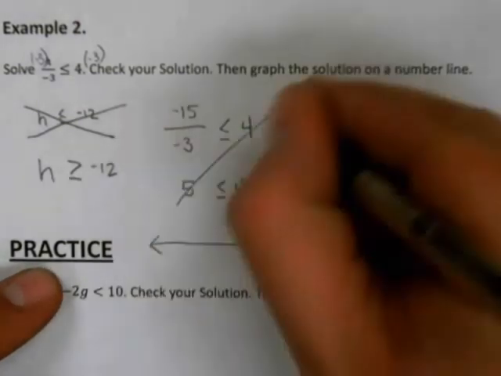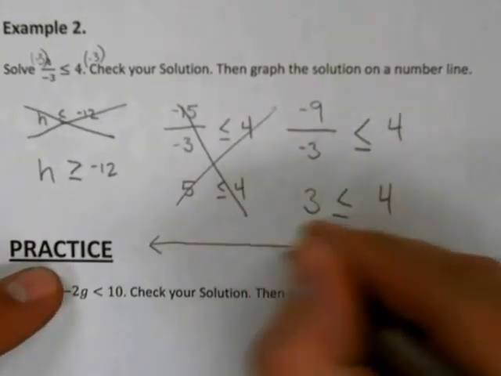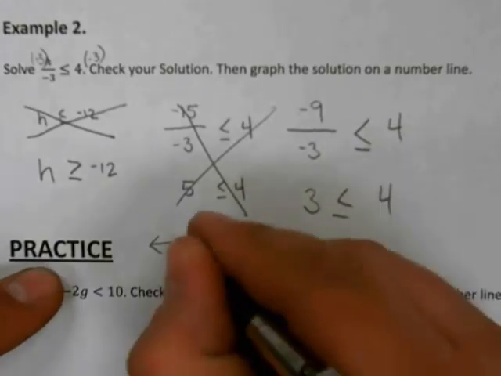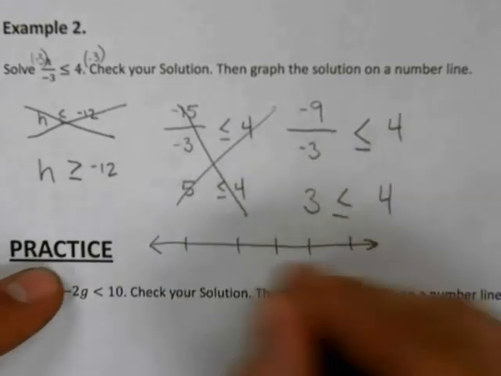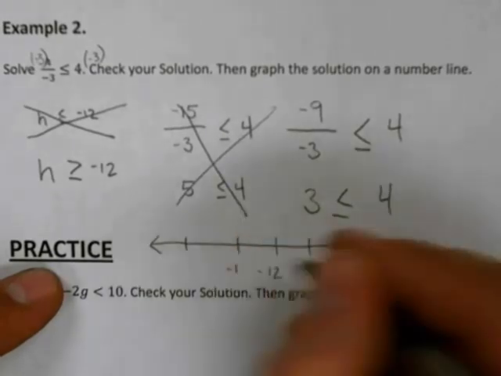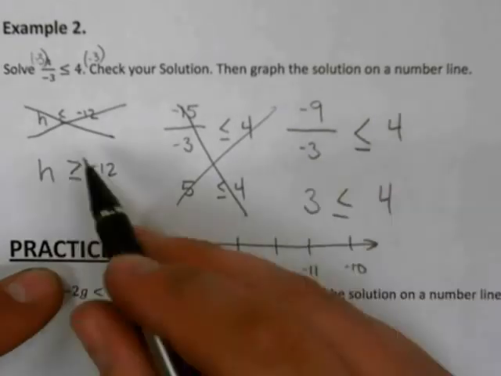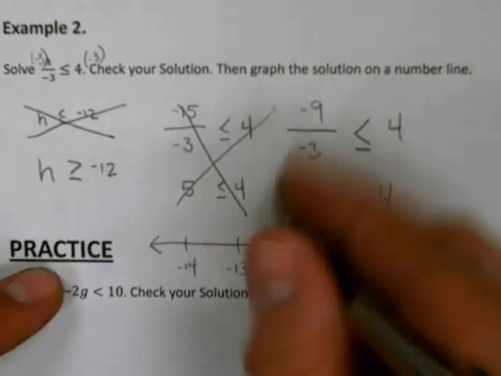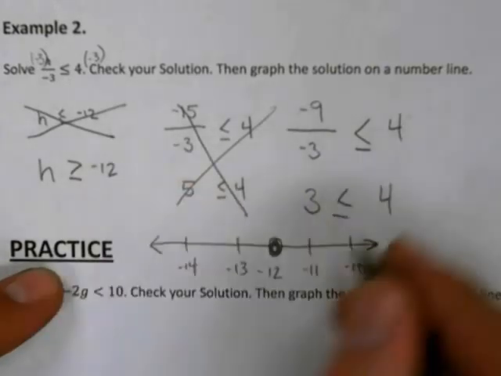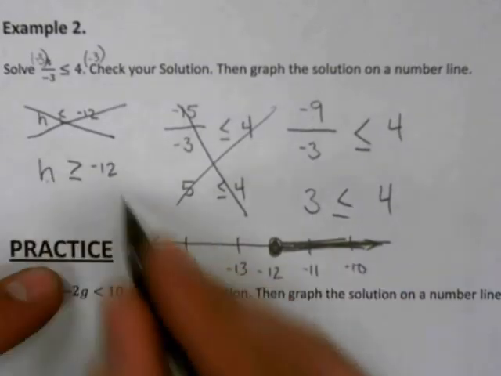I'm going to X this out too because that didn't work. And we're going to start with negative 12, and go to negative 13, negative 14, negative 11, negative 10. And this is greater than or equal to negative 12, so that needs to be a closed dot in the middle. And anything greater than means in the right direction, because negative 11 is greater than negative 12.